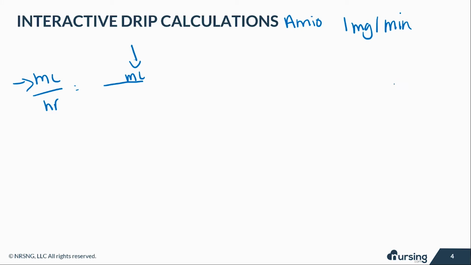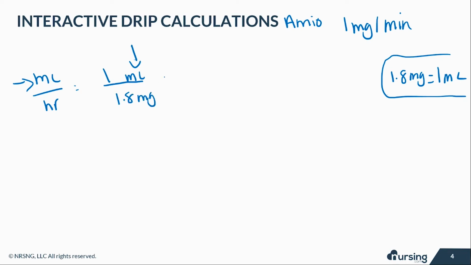So in this particular case with Amiodarone, I have 1.8 milligrams per every mil. And depending on the bag, some bags may contain 250 milliliters, others may contain 100 mils. It just depends. But the concentration is usually that. So we're going to do 1 mil and it has 1.8 milligrams. My order is 1 milligram a minute.